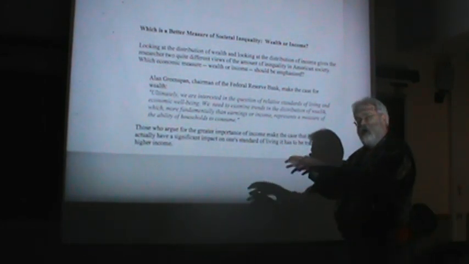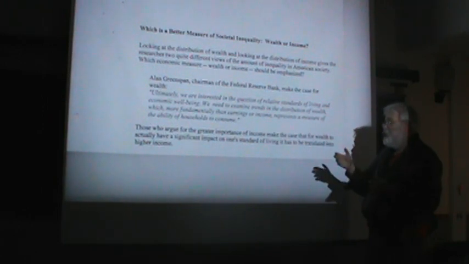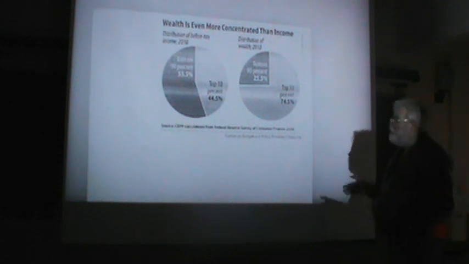Those who argue for the greater importance of income, on the other hand, make the case that for wealth to actually have a significant impact on one's living standard, you have to translate it into higher income. In other words, to be able to buy more stuff and have a better living standard, you have to somehow translate wealth into actual purchasing power. And along the way, you cash things in, you declare income. And so maybe income really isn't as bad a measure as some people claim. I'll let you decide where you stand on that particular debate yourself, but let's move on.